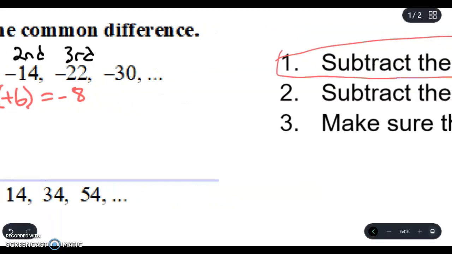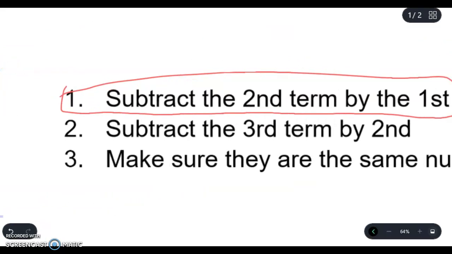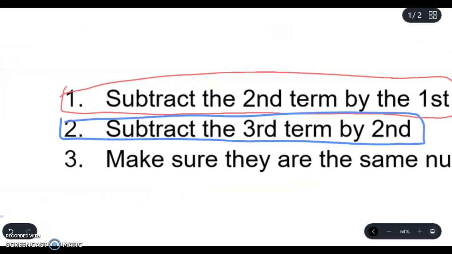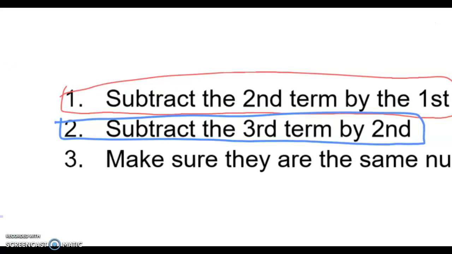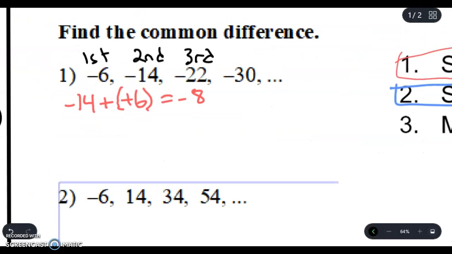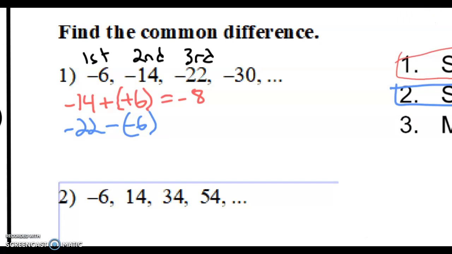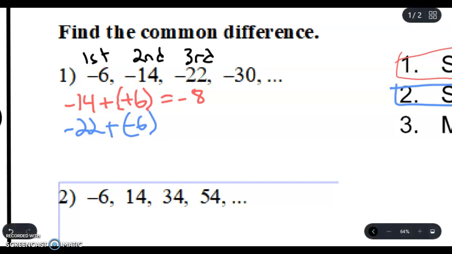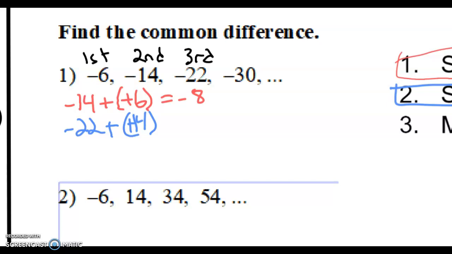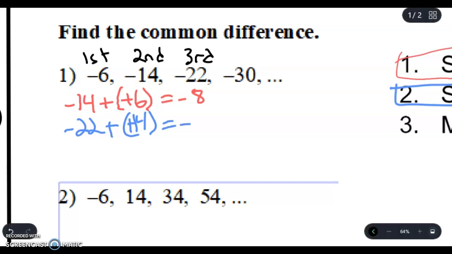So that's step one. Now we're going to look at step two, which is the third term minus the second term. We're going to subtract that. The third term is negative 22, minus negative 6. Oh, sorry, not negative 6, negative 14, the second term. So we do stay, change, change. Negative 22 plus a positive 14 is going to get us negative 8.